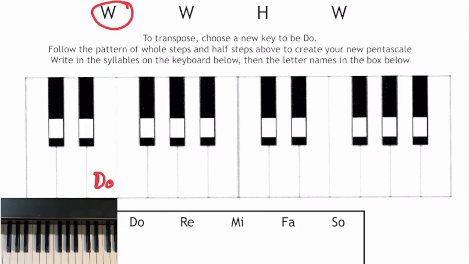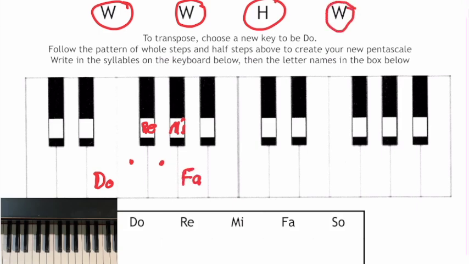Do to re is a whole step. So we're going to skip this key because a whole step skips a key. So re will be on this black key here. Re to mi, whole step. So we're going to skip this key. Mi will be up here. Mi to fa, half step. So fa is going to go down here. And then fa to so is a whole step. We're going to skip this key, put so here. So do is regular E.